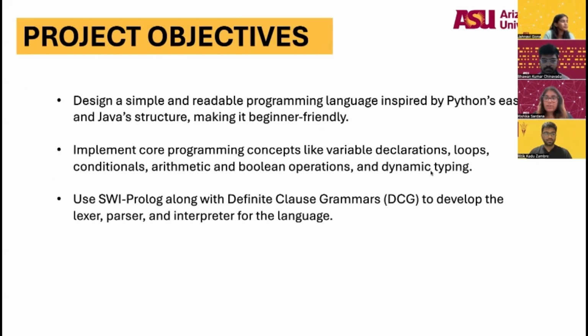Moving on to the project objective. The main goal of our project was to create a lightweight and expressive programming language that supports essential programming constructs. What we wanted to do was learn how programming languages are built from the ground up and use Prolog's DCG to build a lexer and parser. We also wanted to design and implement a working interpreter. And finally, we wanted to allow users to write and run basic programs with variables, loops, conditionals, and expressions.